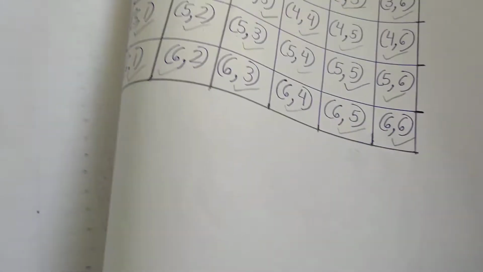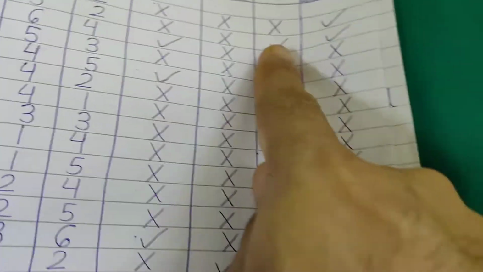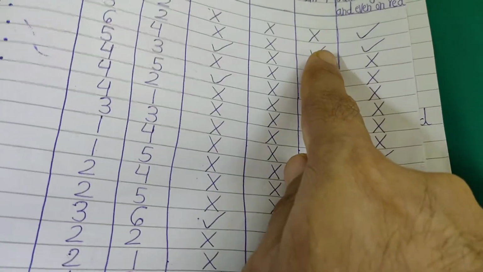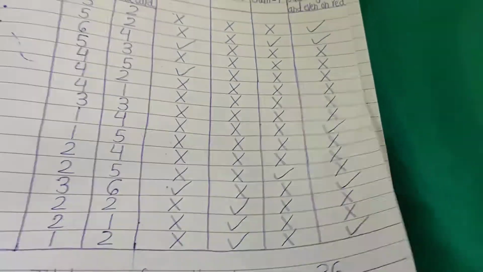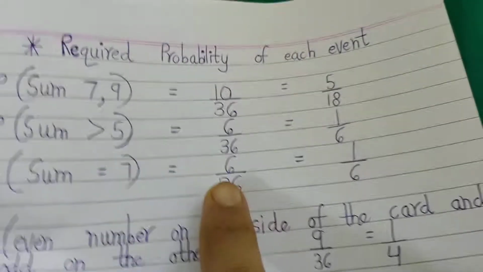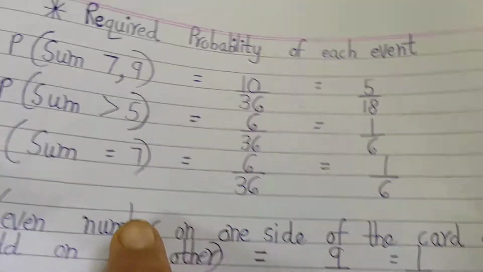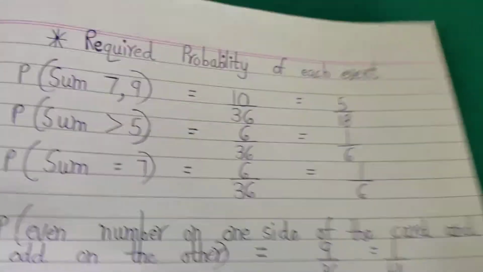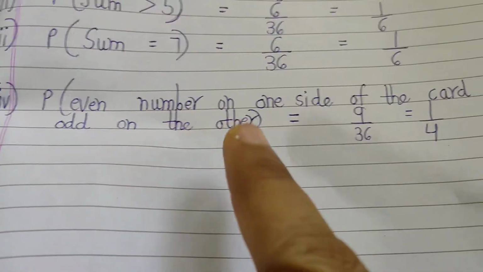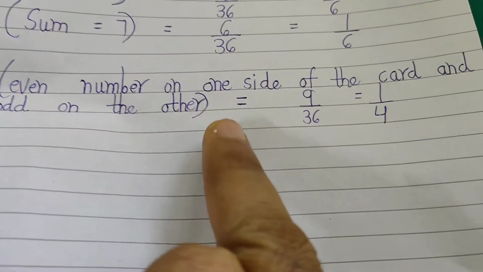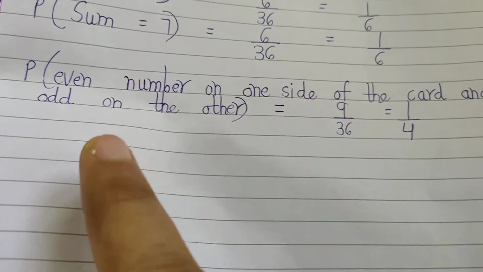Then if we move back to here, next one. In that we have 4, this is the 5th tick mark, this is the 6th tick mark. So there are a total of 6 outcomes whose sum is 7, and this is what you have to write, 6 by 36. So the probability of getting 7 is 1 by 6. And next, the probability of one even number on one side of the card and odd on the other.